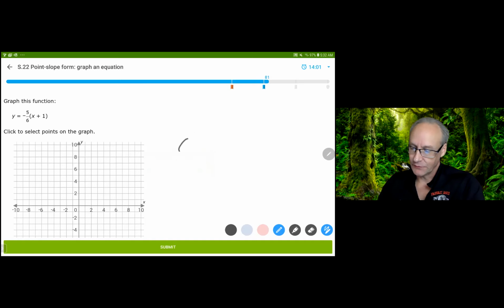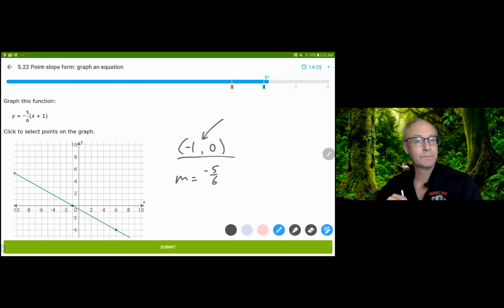I need a -1 for my x value and a 0 for my y. This is an x-intercept. I want you to recognize it when you see it. And we have a slope of -5 over 6. This is on the x-axis. Be careful. It's really easy to make a mistake there. Doesn't seem like it, but it is. We're going to go down 5 and over 6, which is going to put us right there, isn't it?